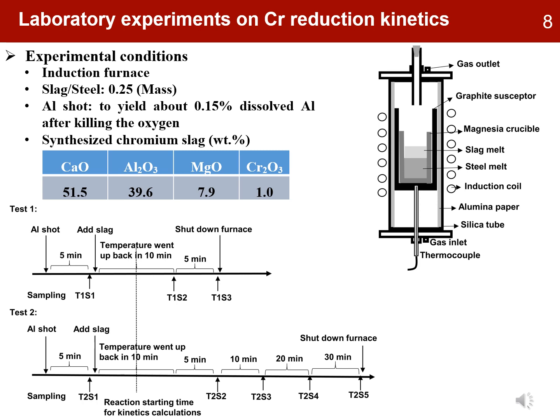A laboratory experiment has been done in an induction furnace. The synthesized chromium slag contains 1% chromium oxide. We would expect to get 0.17% chromium in the steel if all the chromium oxide has been reduced out. This is the typical timeline for the 2 parallel experiment tests. Steel samples were taken to track the change of the chromium concentration in the steel melt, as well as the inclusions' evolution.